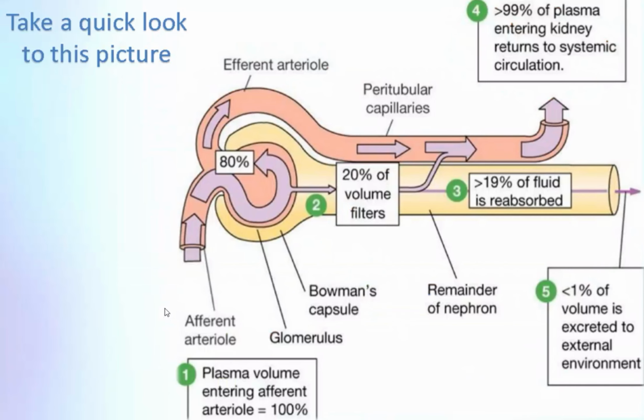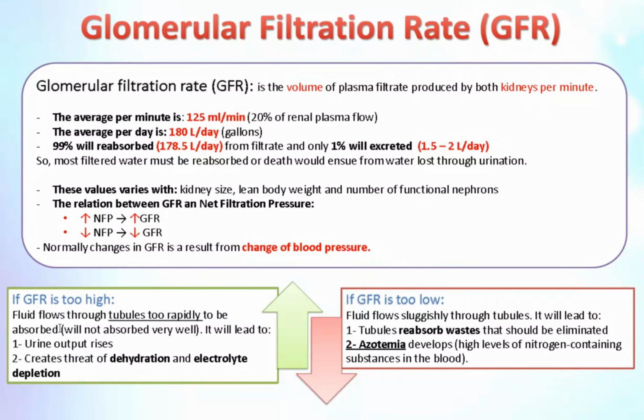So if you see, when GFR is too high, the fluid flows through the tubule too rapidly to be reabsorbed, and the urine output rises and creates threats like dehydration and electrolyte depletion. Whereas if GFR is too low, the flow through the tubules is sluggish, so the tubules reabsorb waste materials that should be eliminated. This type of disease will happen when GFR is too low.